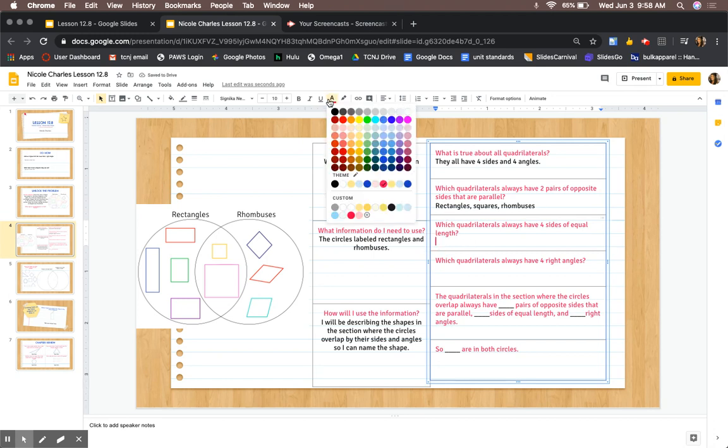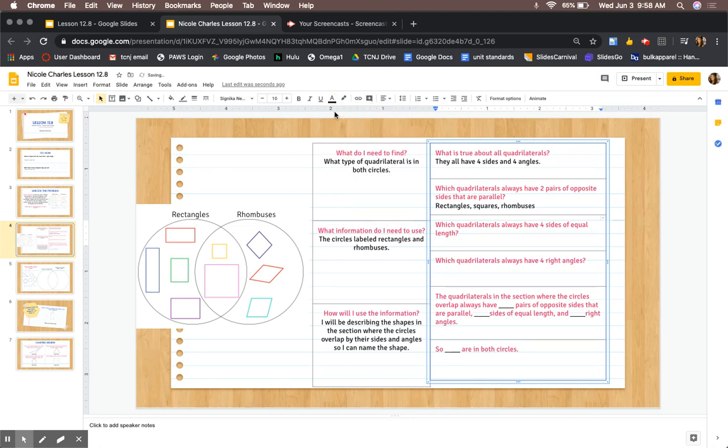Which quadrilaterals always have four sides of equal length? Well, like we just said, we know that the rhombuses do. And what's another one? What's another shape that we know all the sides are equal? Square, right? So we could write squares.